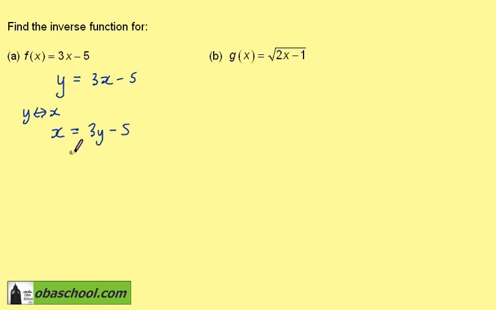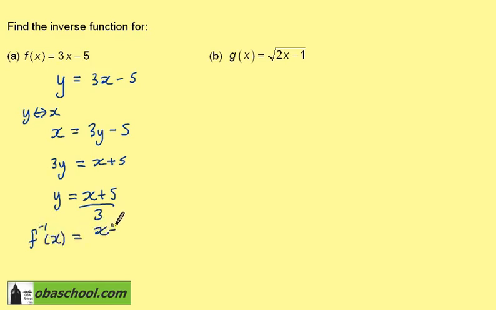We then rearrange this to make y the subject of the formula. So here I'd get 3y is x plus 5, then divide by 3, y is x plus 5, divided by 3. So the inverse function for f of x would be x plus 5 over 3.